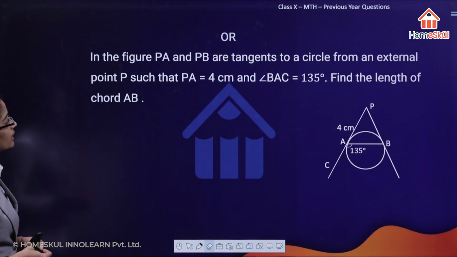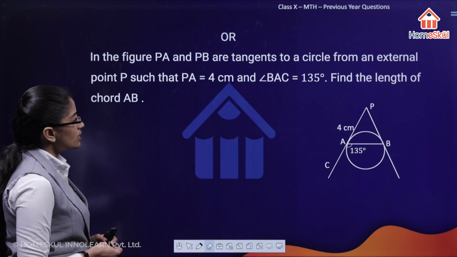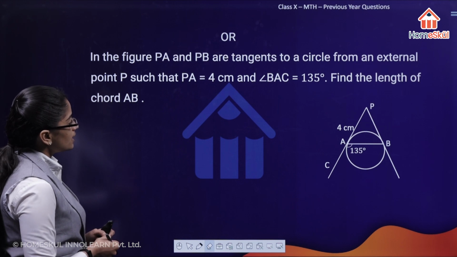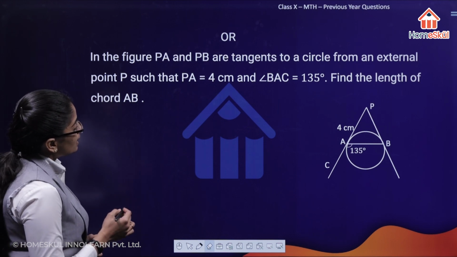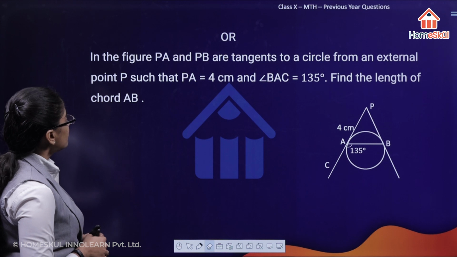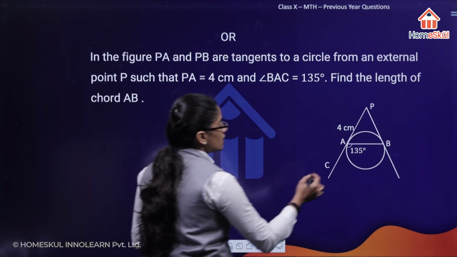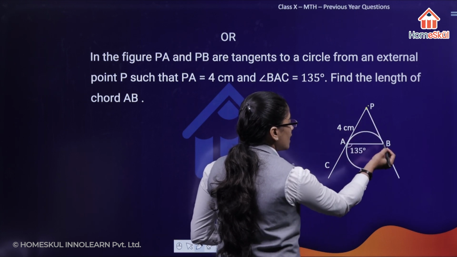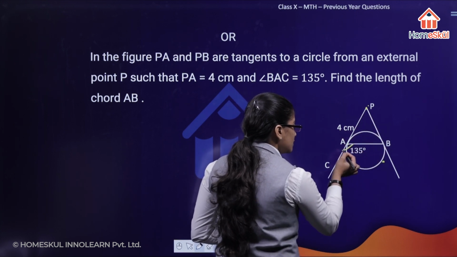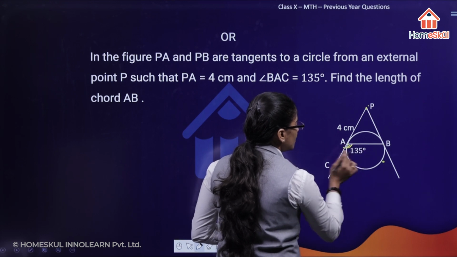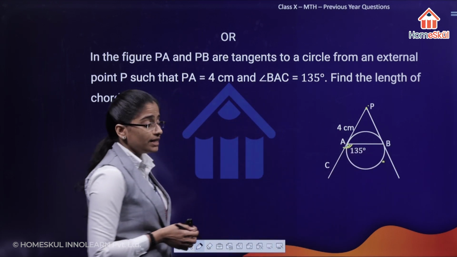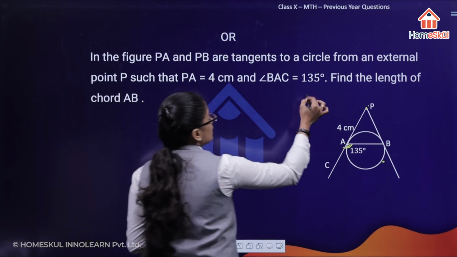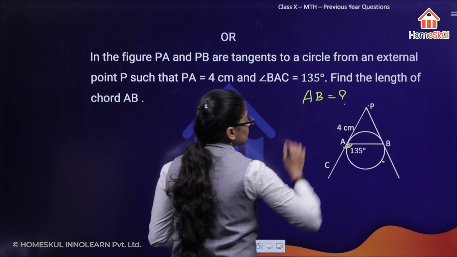Next question. In the figure, PA and PB are tangents to a circle from an external point P such that PA is equal to 4 cm, angle BAC is equal to 135 degrees. Find the length of the chord AB. Okay, so it is given that P is an external point, PA and PB are two tangents, and angle BAC is equal to 135 degrees. PA is equal to 4 cm. We need to find the length of the chord AB.